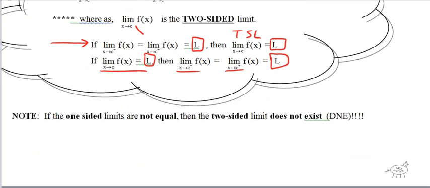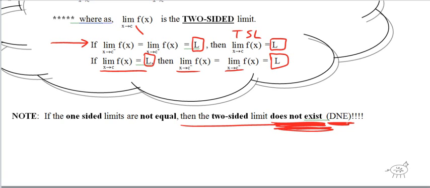And then this last little part here says, note, if one-sided limits are not equal, so if you're coming from the left side and you're coming from the right side and those numbers are different, then we say the two-sided limit does not exist. DNE, that's how we abbreviate it. Some of you may think of DNE as do not eat, but it actually stands for does not exist. So again, if the one-sided limits are not equal, then the two-sided limit does not exist. It's an important thing for limits.